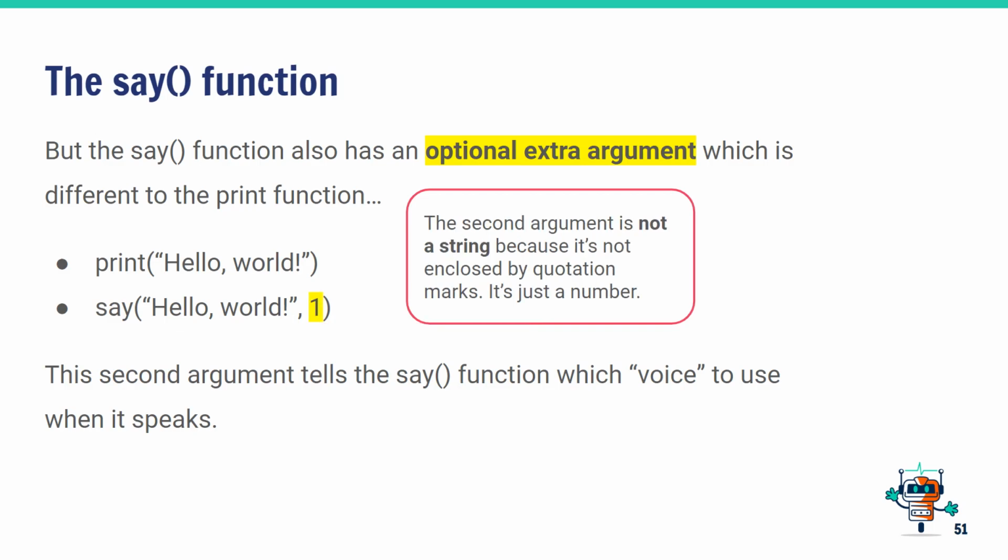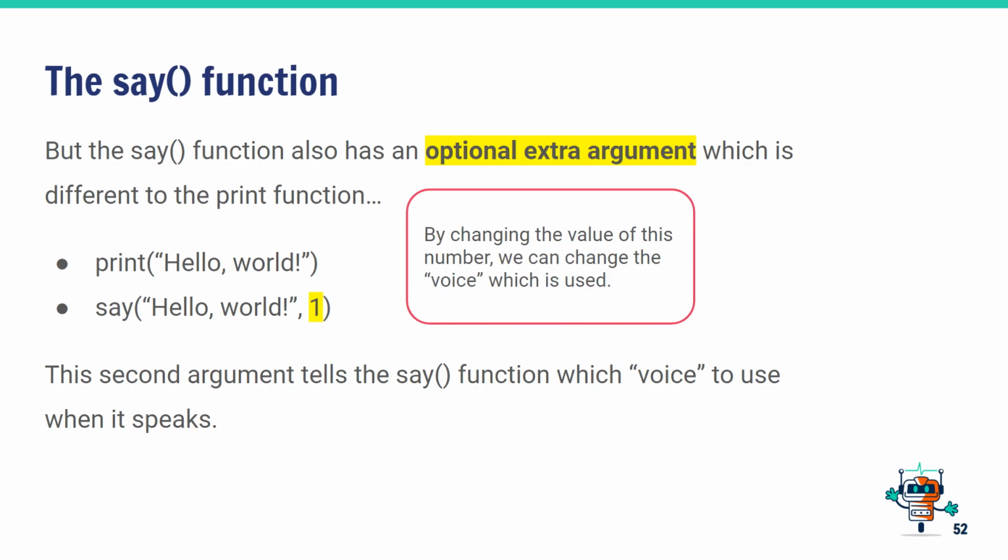Notice that the second argument is not a string because it's not surrounded by quotation marks. So it's not a piece of text in this case, it's just a number. And by changing the value of this number, we can change the voice that say will use to speak.